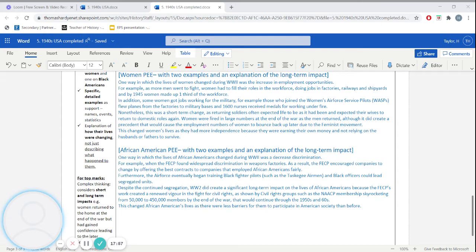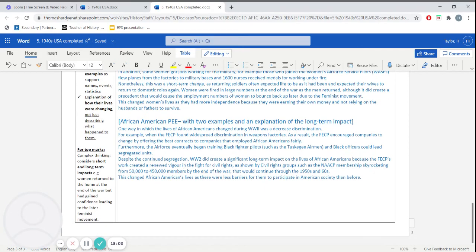And then I've done another one, African Americans. So I've done exactly the same thing, where I've got two examples and an explanation of the long-term impact. And I'll just run through this one a little bit quicker. So one way in which the lives of African Americans changed during World War II was a decrease in discrimination. For example, when the FEPC found widespread discrimination in weapons factories, as a result of this, the FEPC encouraged companies to change by offering the best contracts to companies that employed African Americans fairly.